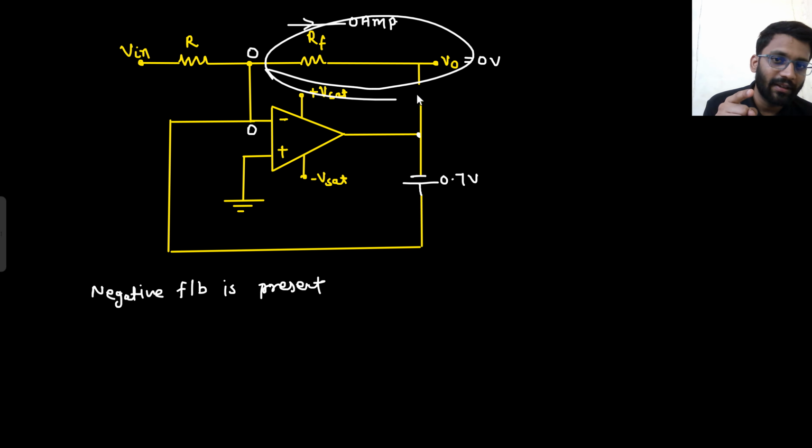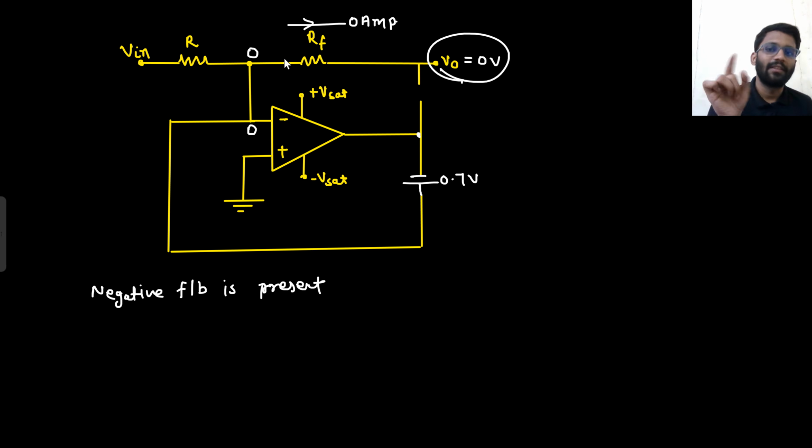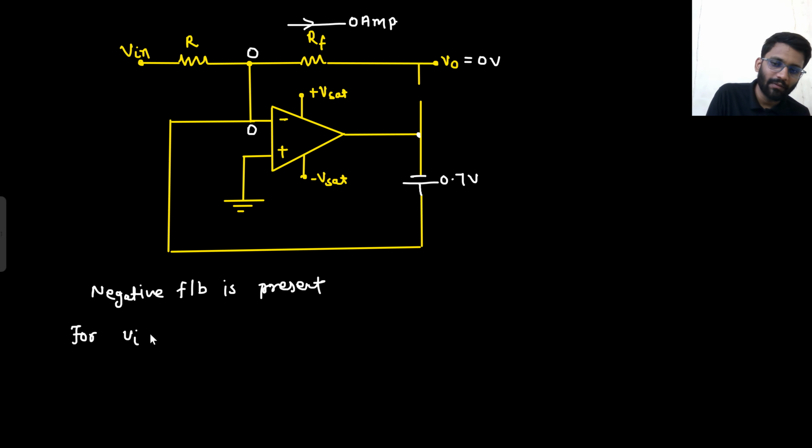But since this is an open end, this RF is driving 0 ampere current. If RF is driving 0 ampere current, that means there is 0 voltage drop across it. So this 0 volt will travel down to V0. That's it. That's why your V0 is equal to 0 volt for V in greater than 0.